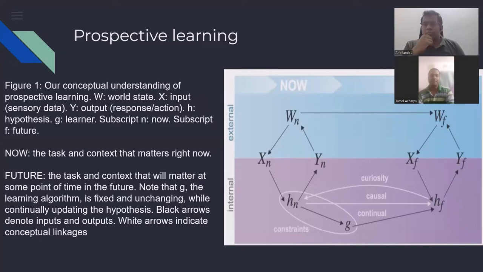Using intelligence, you have a finite amount of resources and time. How do you make best use of that to get from point A to point B, from now to the future? It has to be limited resources, limited time. Otherwise, if everything was infinite, then this domain wouldn't have existed. So this is what prospective learning is all about. This diagram actually explains that. You have the now state, you have the future state, you have all these constraints, you have curiosity, causality, continual learning. You use this. We don't understand that because the brain is very efficient in that. The brain does all of this in a fraction of a second.